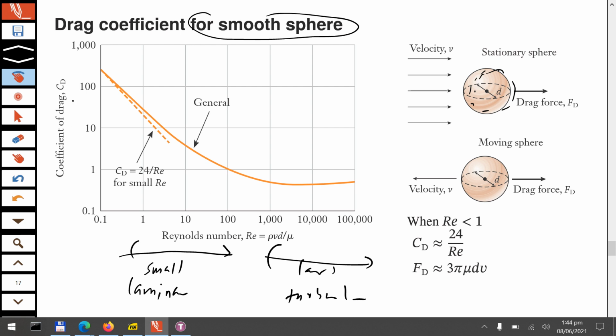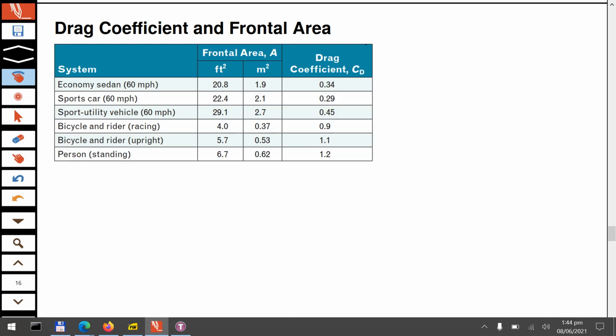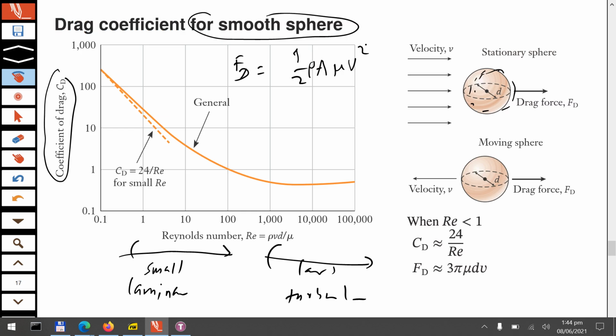So it turns out that the drag coefficient itself, remember the formula was that drag force was half rho A C_D V squared, okay? Yeah, it was C_D V squared. Now this C_D itself depends on Reynolds number. And when it depends on Reynolds number, it also depends on velocity as well as density as well as viscosity.